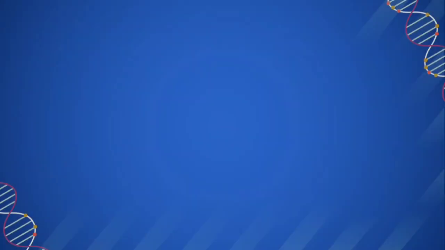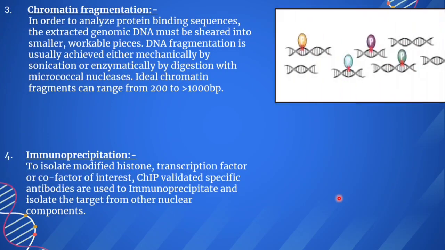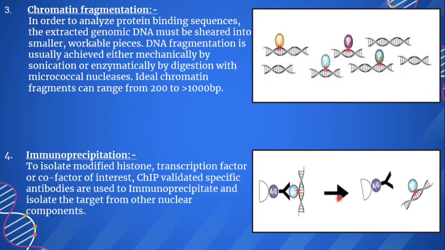The third step is chromatin fragmentation. In order to analyze protein binding sequences, the extracted genomic DNA should be sheared into smaller workable pieces. As we can see in this picture, these are the chromatin fragments. DNA fragmentation is usually achieved either mechanically by sonication or enzymatically by digestion with micrococcal nucleases. The ideal chromatin fragments can range from 200 to less than 1000 base pairs.